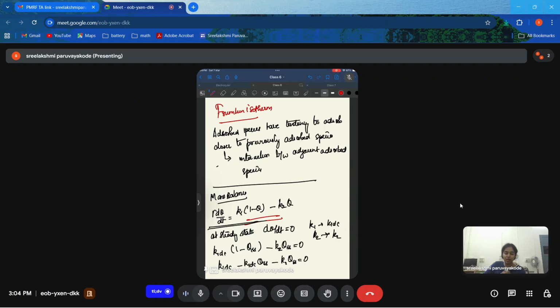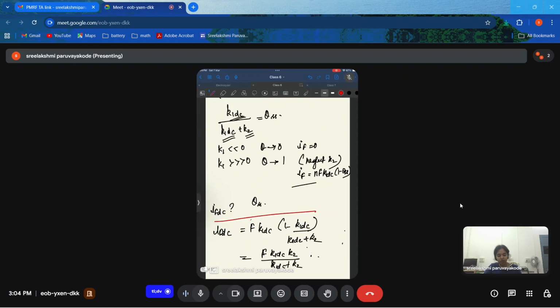So now let's write the mass balance equation. This we already wrote: gamma d theta by dt equals k1 (1 minus theta) minus k2 theta. Now at steady state, we are saying that d theta by dt is zero. So we can equate it to zero. We are opening the brackets. With only one adsorption it becomes easy. What is the fractional adsorption theta at steady state?